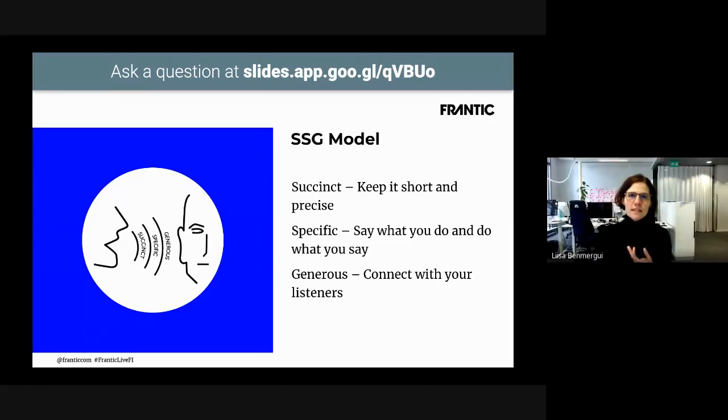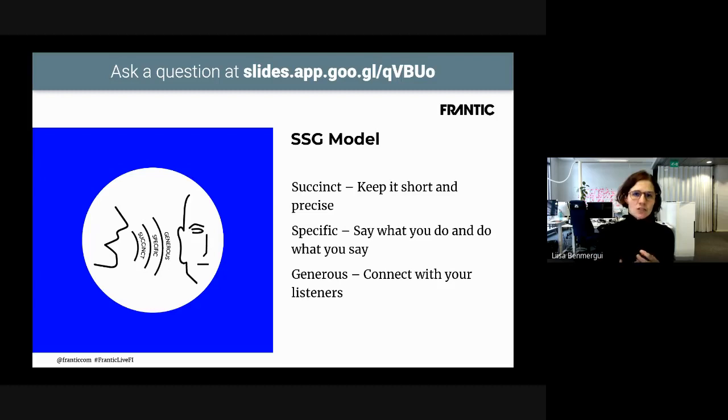Yeah, I think equality and transparency are really important, especially in remote settings. It might feel weird. Like we had the question about speaking for a long time, and you can't see reactions and so on. But I think it's really important that you constantly try to connect with your listeners.